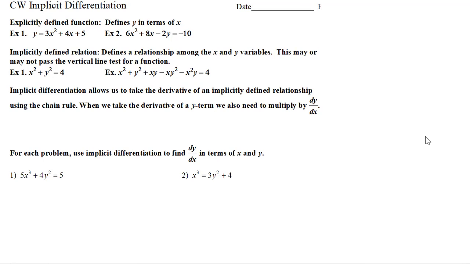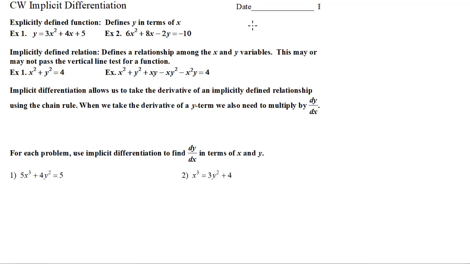Well, explicitly defined functions are functions where we have y isolated and we have a function in terms of x. So we can look up here above. For example, we have y equals 3x squared plus 4x plus 5. That's explicitly defined because we got y by itself and it tells us exactly what to do with x to get y. Or example 2 is actually the same function. We can easily isolate that for y and get the y by itself. And so we could say that that's explicitly defined as well if we just move it around and get the y by itself.